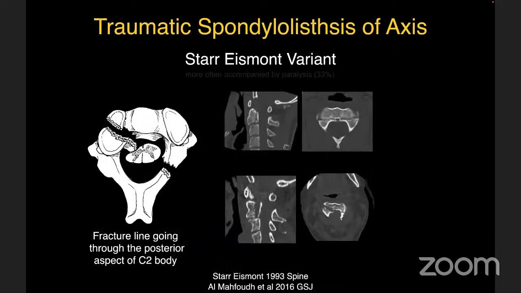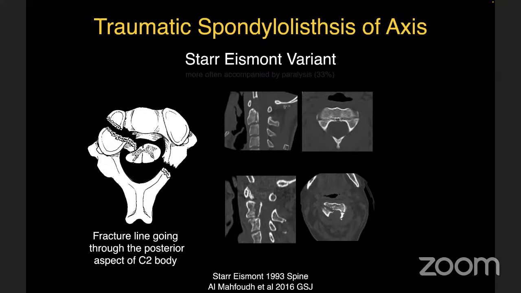So coming to some variants of hangman's fracture, the important one is the Starr-Eismont variant, where you have the fracture line that goes to the posterior aspect of the C2 vertebral body. Now, why this is important? Imagine if this fracture displaces, that posterior wall of the C2 vertebral body is going to impinge on the spinal cord. Whereas the usual pars fracture, bilateral pars fracture, if the dislocation happens, then it is a self-decompressing fracture. This type of injury is not a self-decompressing fracture. This will cause further injury if the displacement occurs. So the risk of neurological injury in this is much higher.